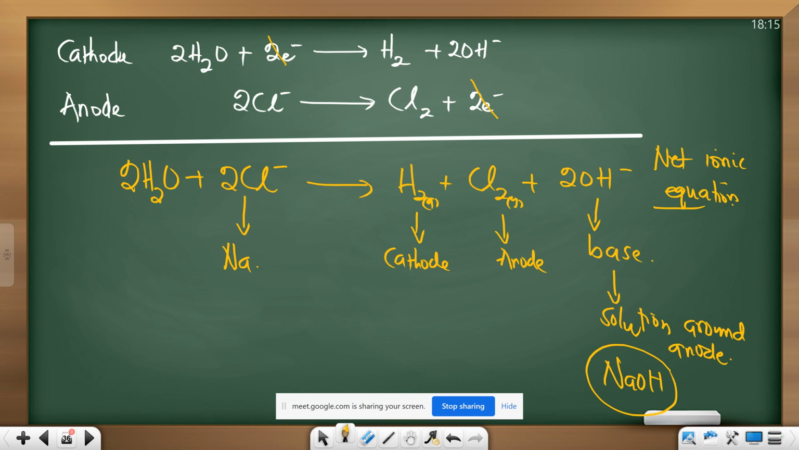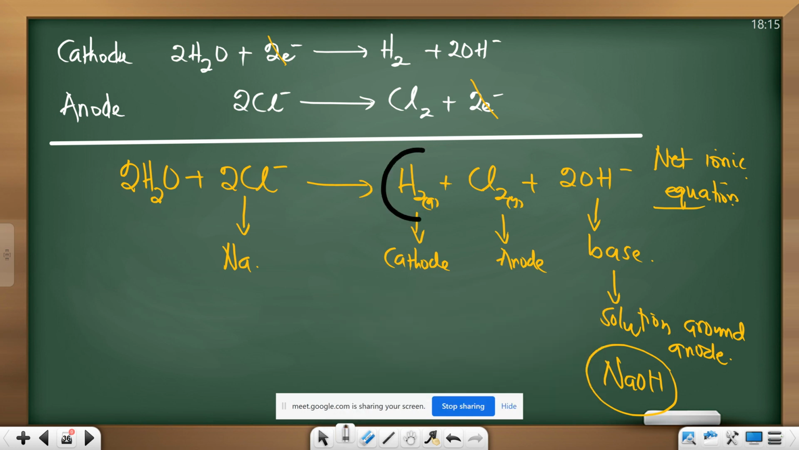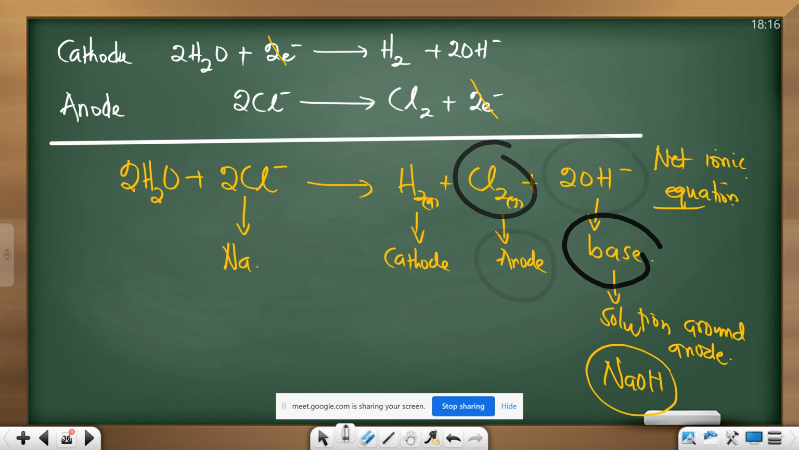Okay, I'll just quickly repeat what I said. We wrote our half reactions. I'm sure we can all do this. And we wrote the net ionic equation. And what I said was hydrogen gas is formed at the cathode. Chlorine gas is formed at the anode. Use the signs: opposites always attract. And then OH is formed also at the anode. And we form a base, sodium hydroxide.